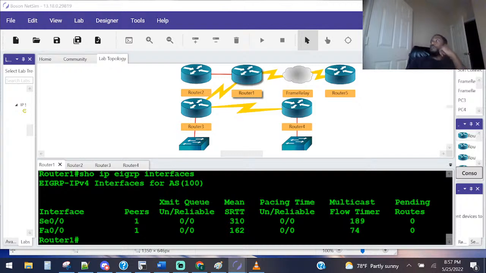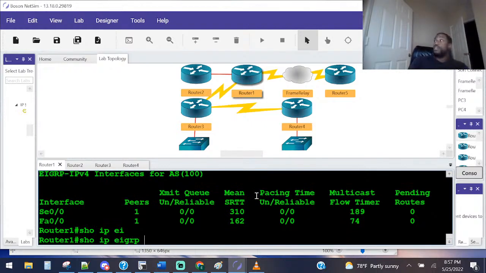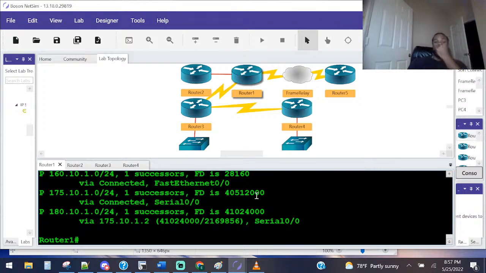On router 1, display the EIGRP topology database. What does the EIGRP topology database contain? Off the top of my head, I remember it contains the feasible distance, which is basically like the best route to get to a specific network. And it also gives you the metrics for your EIGRP routes. So we do a show IP EIGRP, what was the command they said they wanted us to do? Topology. And there it is right there.